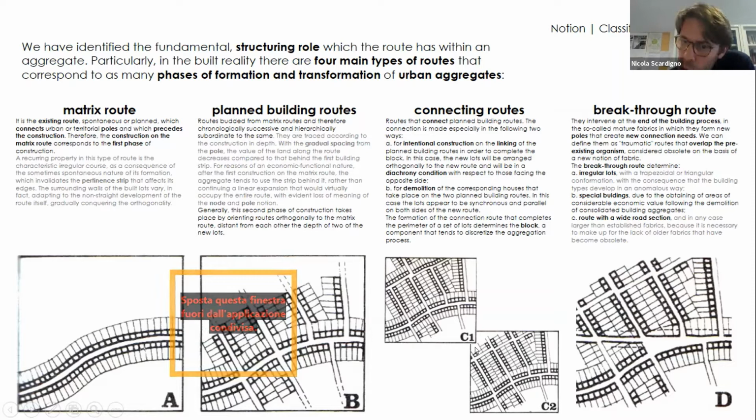The formation of these kinds of roots basically completes the perimeter of the block, which is a component that tends, we may say, to discretize the aggregation process. Then at the end, we have the breakthrough root, which intervenes at the end of the building process, in the so-called matter fabric, in which they form new poles that create new connection needs. This is an example of the breakthrough root. The breakthrough root basically determines irregular lots, as we can see from that scheme, special buildings, through the obtaining of areas of considerable economic value following the demolition of a consolidated building aggregate, a route with a wide road section.